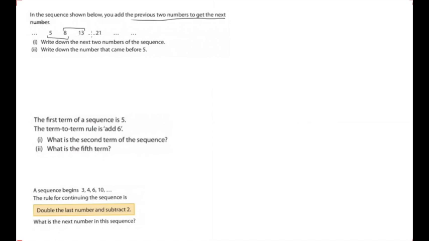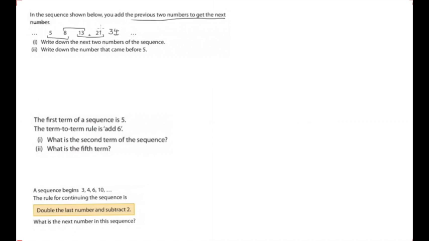Yeah, perfect. Okay, so let's see what the questions are. Write down the next two numbers of the sequence. All right, well, we have to write down the two numbers here. Okay, so the rule is we add the previous two numbers. So to get this number here, we have to add these two numbers. So 13 plus 21, okay? That is 34.